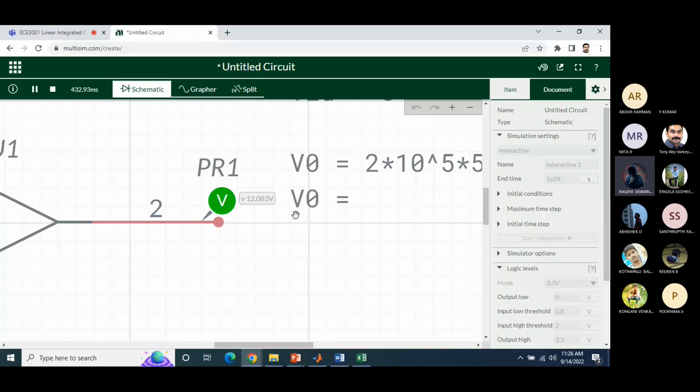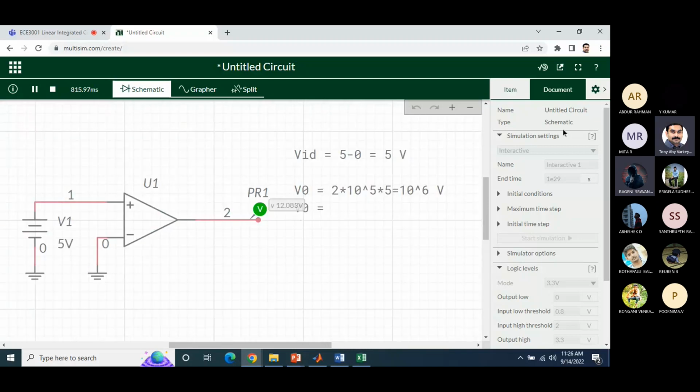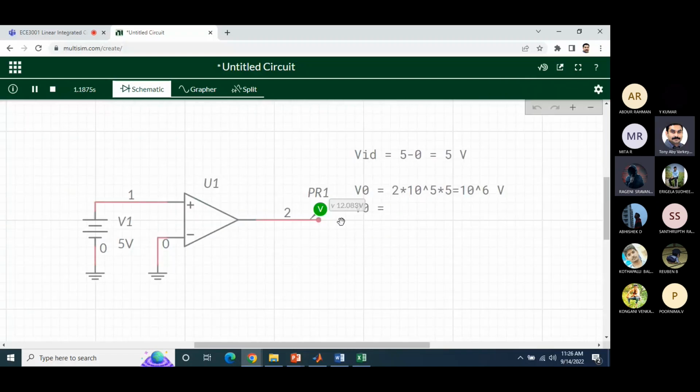See here, I am not getting 2 into 10 power 6, correct? You are getting 12 volt, which is close to this. Actually, it should be 11.28. In practical, you can see that it will be 11.28. In simulation, it will show as VCC itself.